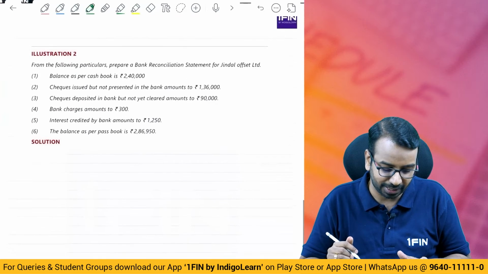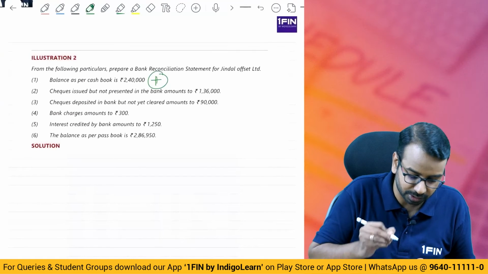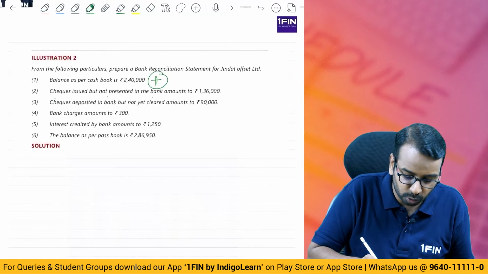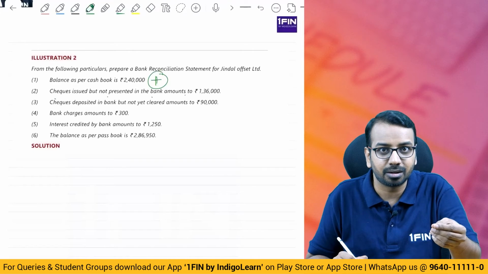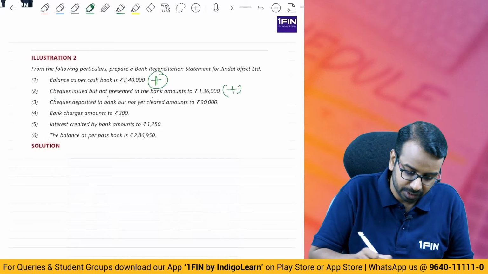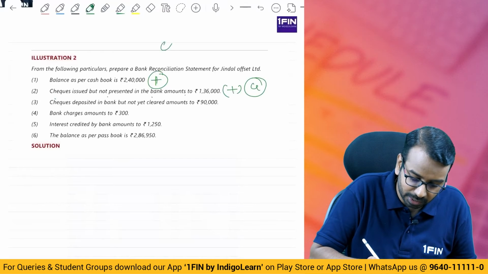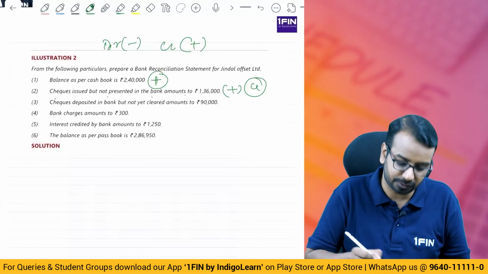So let's prove this with an example. Balance as per cash book plus 2,40,000 because it's a favorable balance. Checks issued but not presented in the bank. Checks issued means we have credited. Has the bank debited? No. So we will add because it is only a credit. All single credits, add. All single debits, minus.